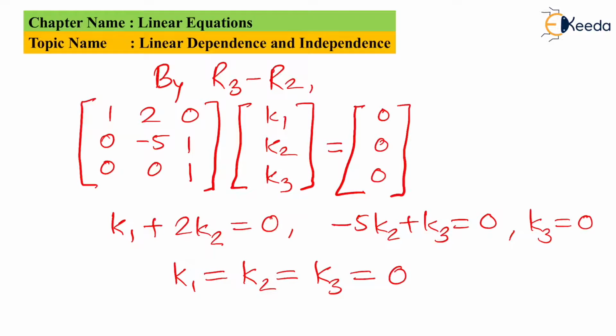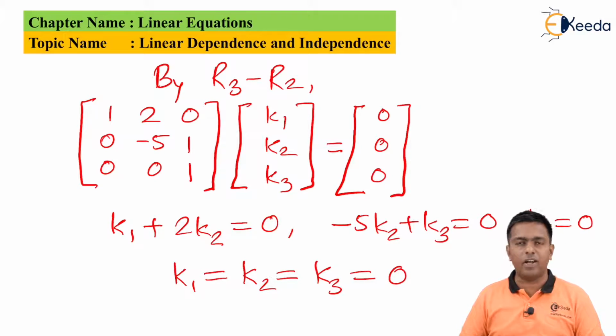And we know that whenever we get k1, k2, k3 as zeros, then we say that the given vectors are linearly independent. So we have seen this in the concept of linear dependence and independence. So since these three values are 0, we'll say here that the given vectors are linearly independent. So we have proved the first part. Now let's move to the second part.